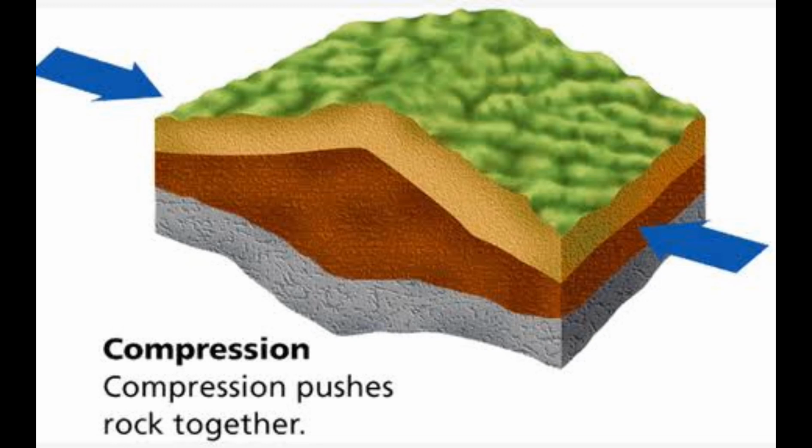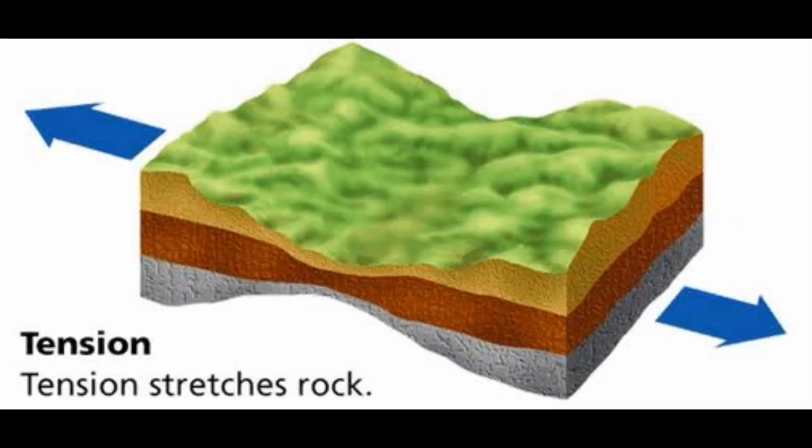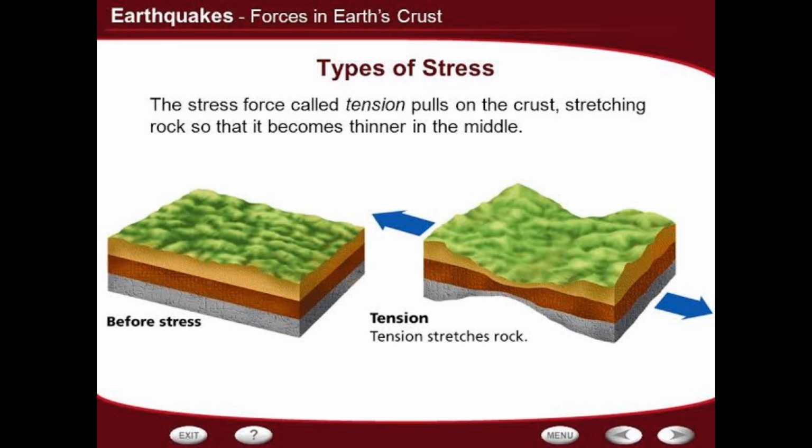Compression is a force acting perpendicular to and towards a surface. It happens when rocks squeeze together, causing rock to fold or fracture. Compression pushes a rock together. Tension refers to a force acting perpendicular and away from a surface. Tension is a major type of stress at divergent plate boundaries, and tension stretches the rock. When rocks are pulled apart, they are under tension. Rocks under tension lengthen or break apart.